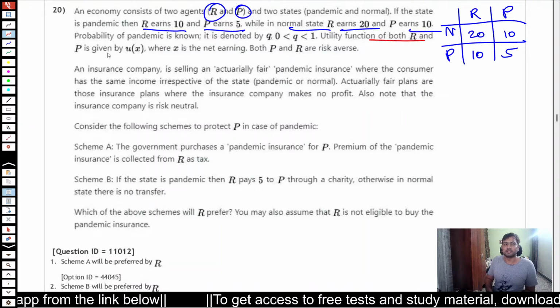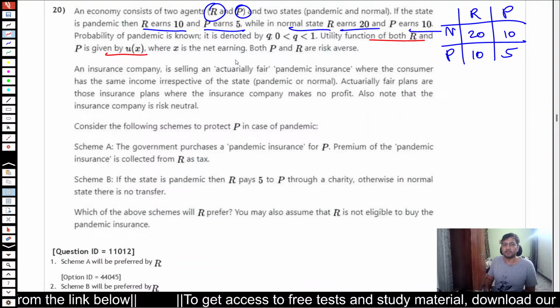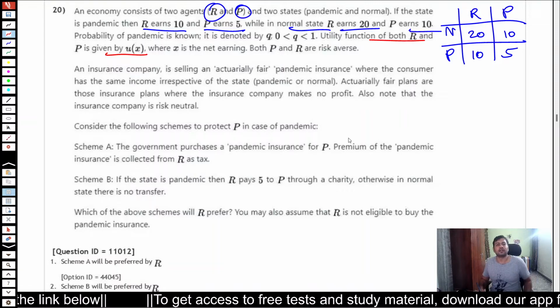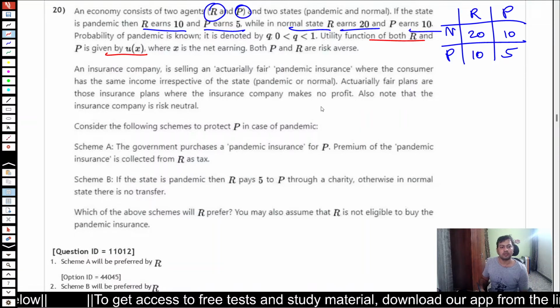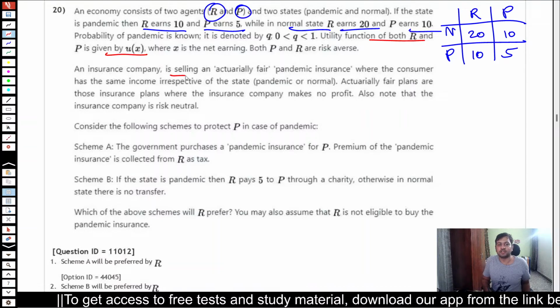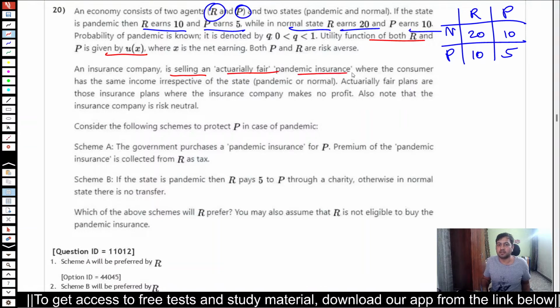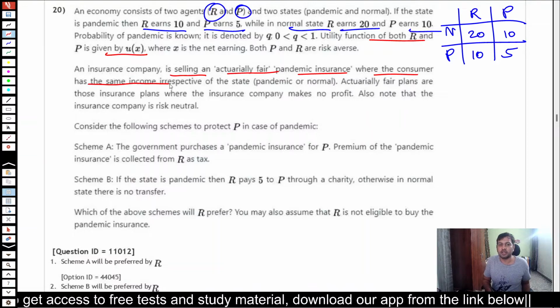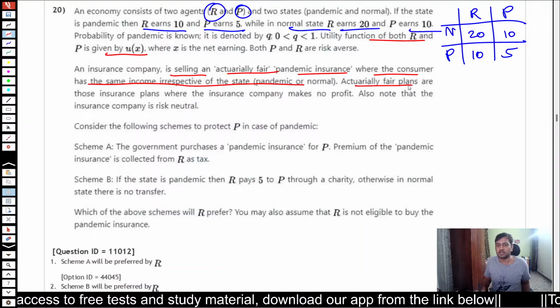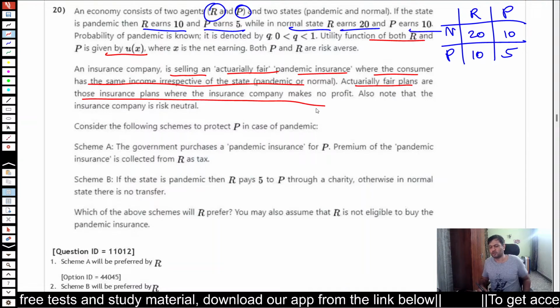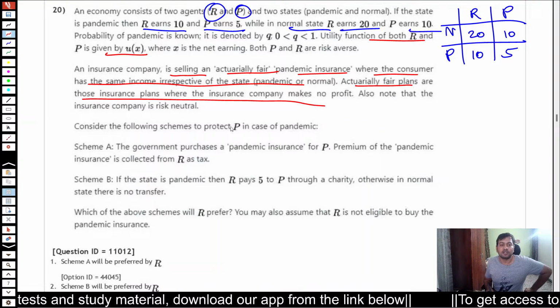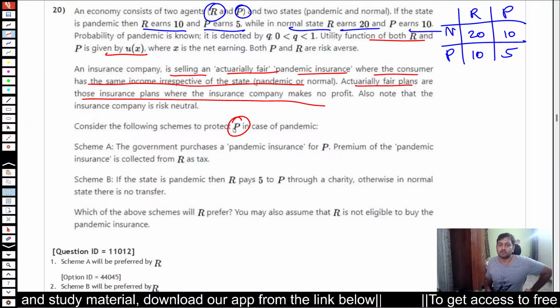Utility functions are given by u of x. There's an insurance company which is selling an actually fair pandemic insurance, where the consumer has the same income irrespective of the state. Actually fair plans are those insurance plans where the insurance company makes no profit, no loss. Consider the following schemes to protect the poor person in case of pandemic.